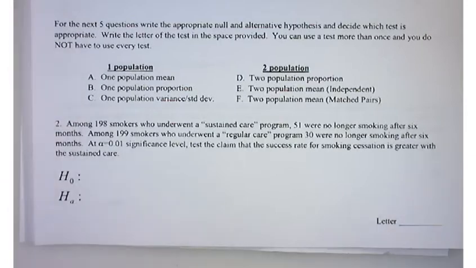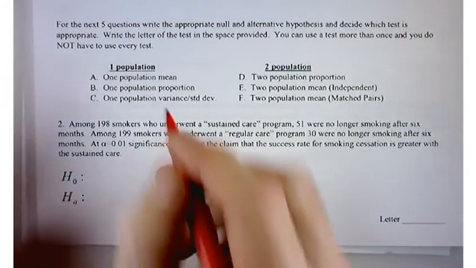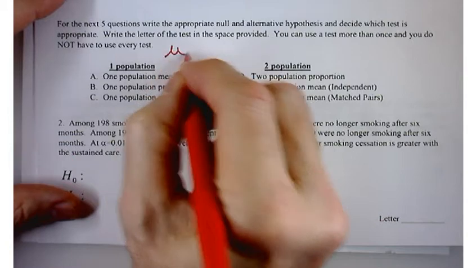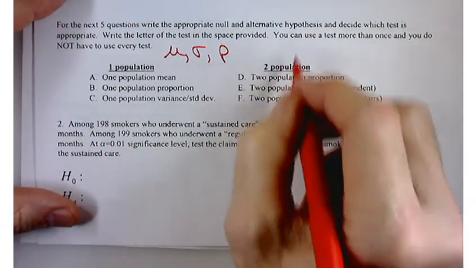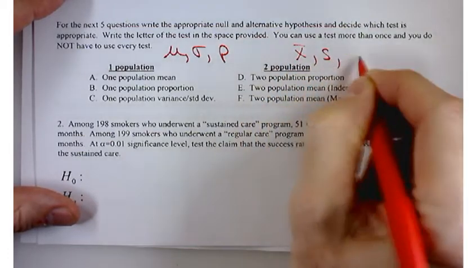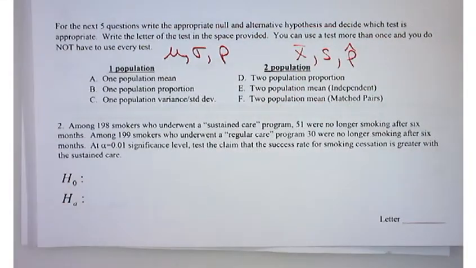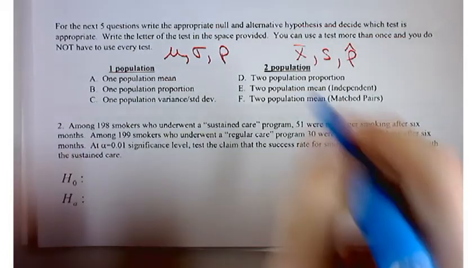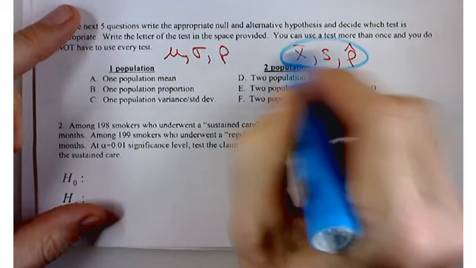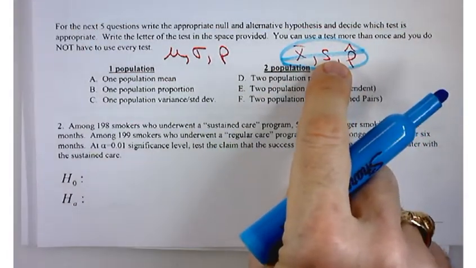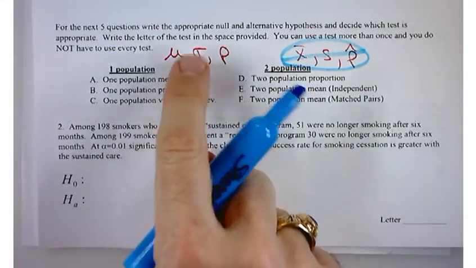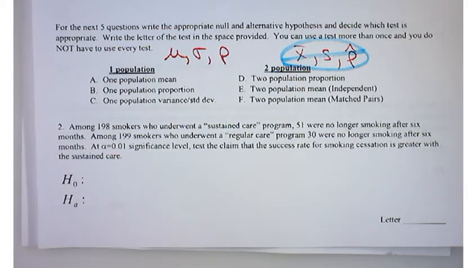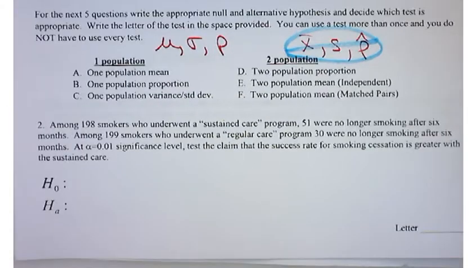Now, I'll give you one heads up. Part of H0 and HA, you should be using these symbols, mu, sigma, or p. What you shouldn't be using is x bar, s, or p hat. If you use those, you're going to lose points, because we test claims about population parameters, not sample statistics. We use sample statistics to test these claims, but these are the symbols that should be part of your H0 and HA. So let's do a couple examples, at least enough as time allows for.